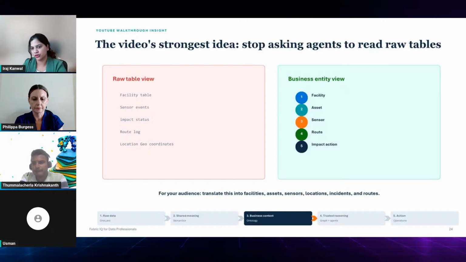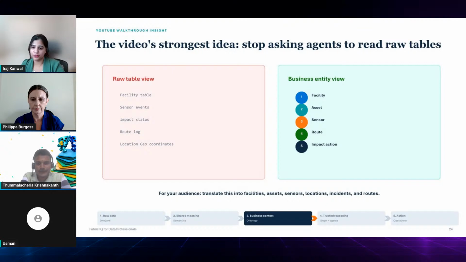So in a raw table view, we might have a telemetry event, a mission status, a maintenance log. For the facility example, we can have a facility table, sensor events, a route log, location, and geo coordinates given in those tables. A human expert may know how those tables connect, right? But a new user or an AI agent may not, and it has to infer which table matters, which column is authoritative, and how the relationship works.